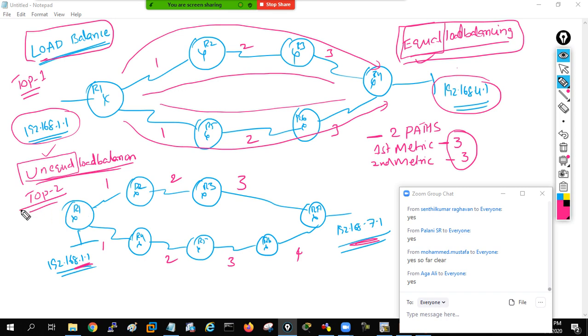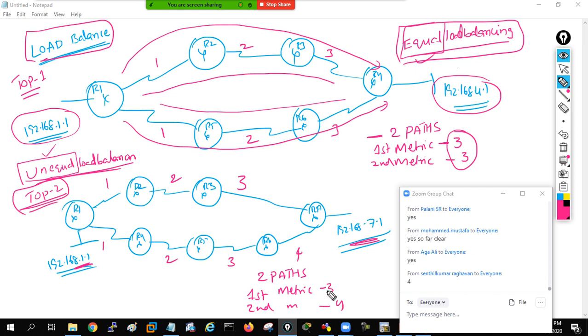Now, the second topology. Whenever you see the second topology, to reach from router 1 to router 7, we have two paths, right? What is the first path metric, guys? It's 3. What is the second path metric? It's 4. You understand? The first one is 3 and the second one is 4. So here the metric is not matching for the two paths, so it will not do the load balancing. That's what I am trying to tell you.